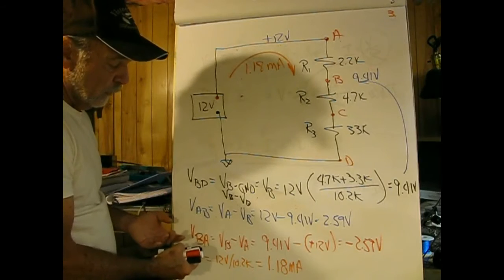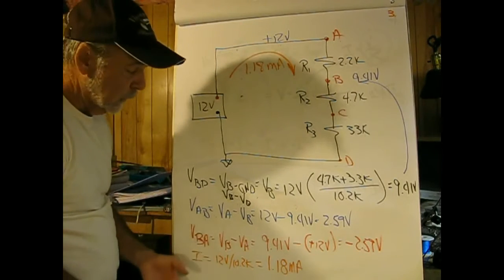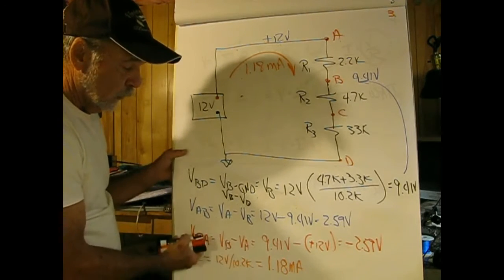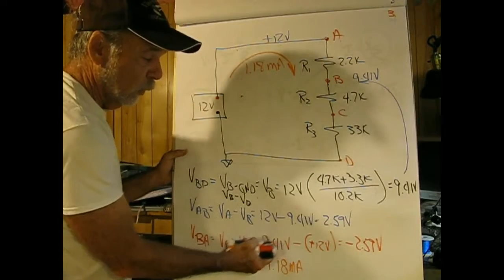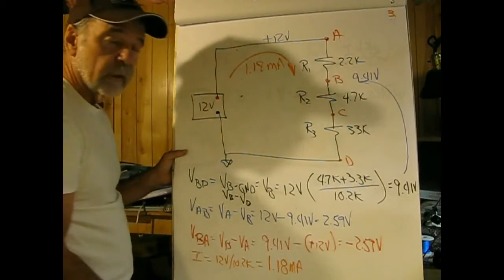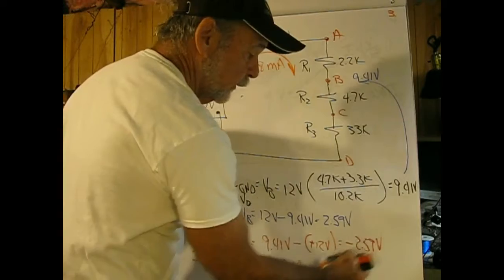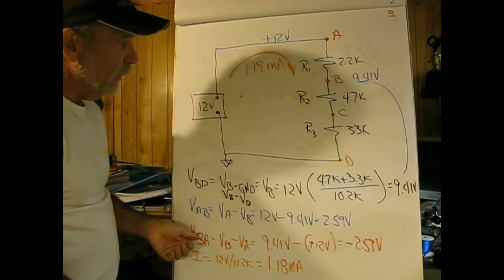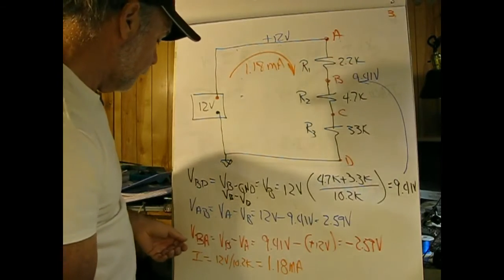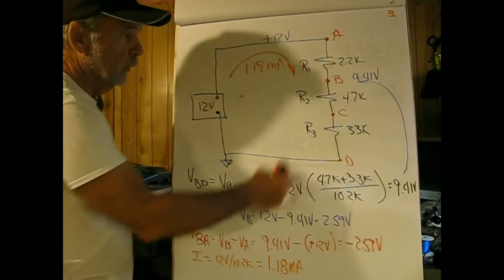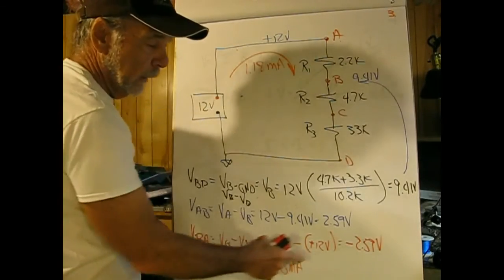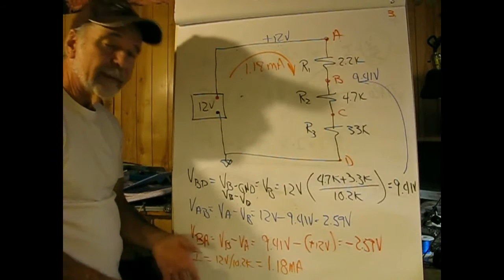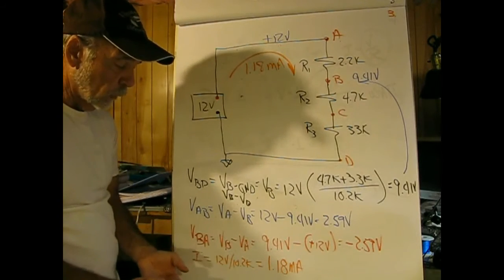Now suppose you're asked to find VBA. Nothing's different. You take your first subscript and subtract from it the second subscript. So VB is going to be 9.41 volts minus 12 volts, and your meter will indicate negative 2.59. In this case, the negative lead of your meter will go on point A, and the positive lead will go on point B. That'll give you the negative 2.59 volts. Why do you want to do it backward? Well, depends. It's a circuit analysis tool.